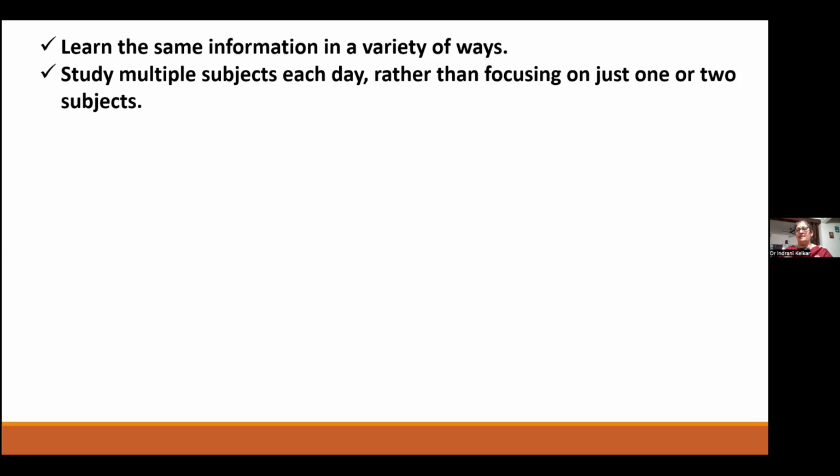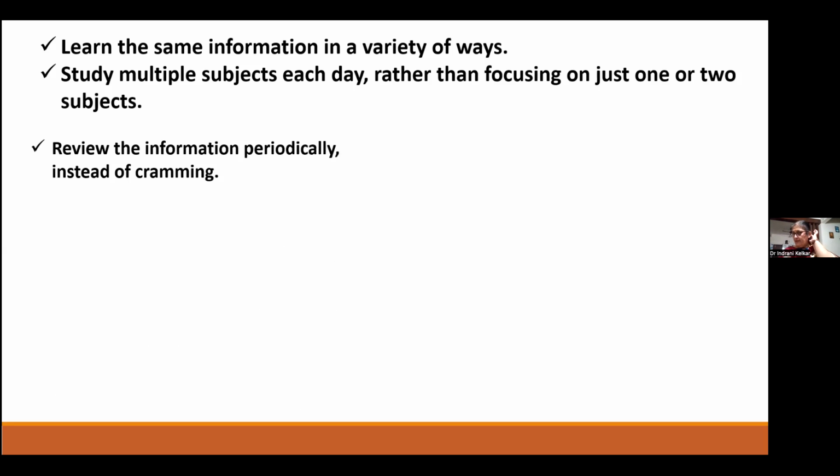Next is learn the same thing again and again. Study the subject each day rather than focusing on one or two subjects. Have two subjects if you feel you have done. This is about revision. First time study, do one subject a day, but revision, don't do the whole subject in a day. Then review the information periodically.